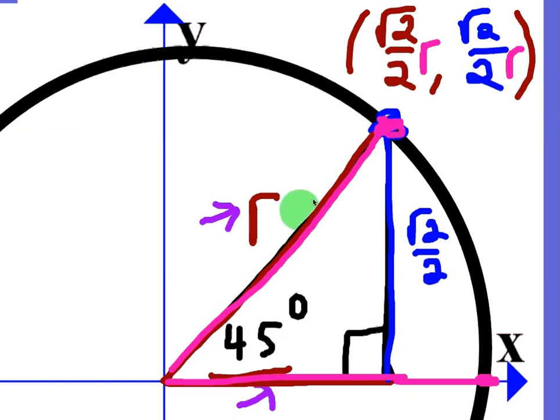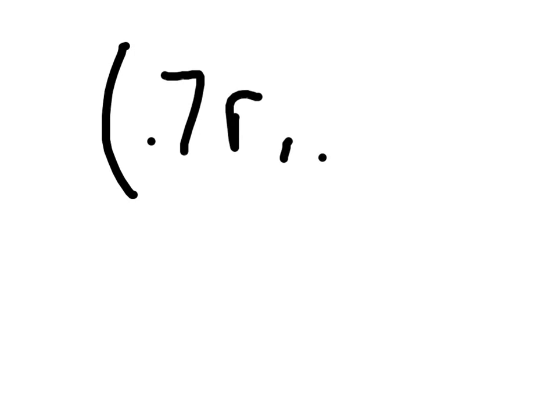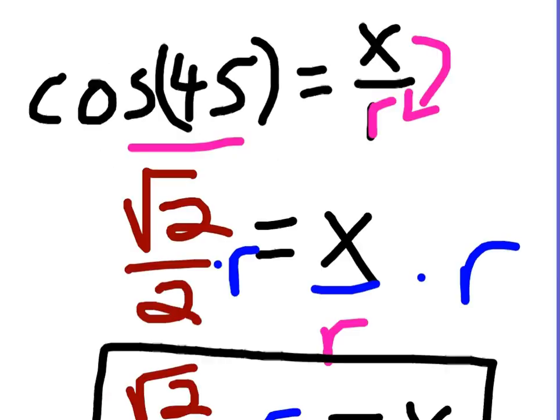Well, if we pull up our calculator, which I will, let's see what square root of 2 over 2r really looks like. Actually, I know what square root of 2 over 2 means. We'll just rewrite this point as a decimal. Square root of 2 over 2 is actually 0.7. So it's really around 0.7r, 0.7r. Alright, this point right here.